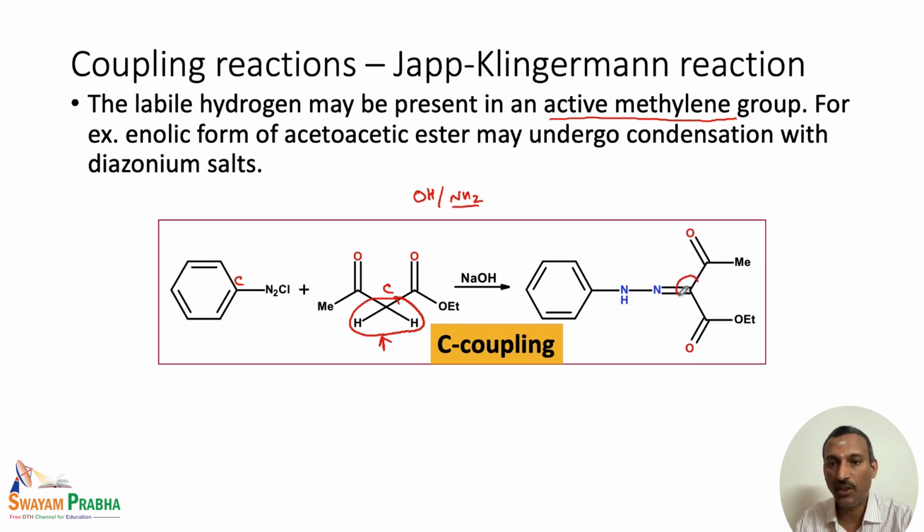So what is the site? It is the carbon to which this particular compound is attached and the diazonium salt is attached. In this case the reaction happens when we have the enolic form of the acetoacetic ester, and this compound undergoes condensation to give the coupling compound as shown here. This is nothing but the acetoacetic ester. The reaction happens in the presence of sodium hydroxide, and the enolic form undergoes the reaction to give the C-C coupling reaction.